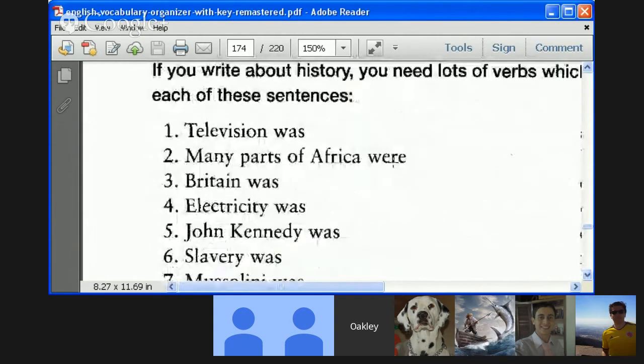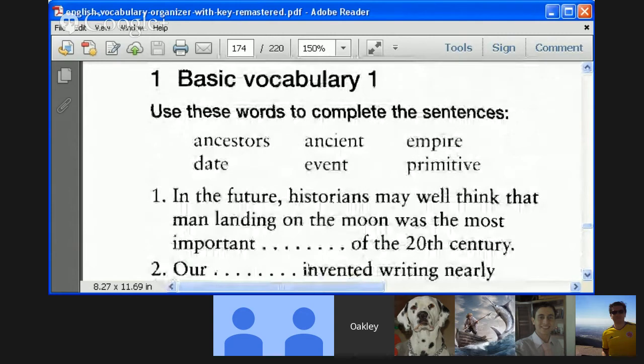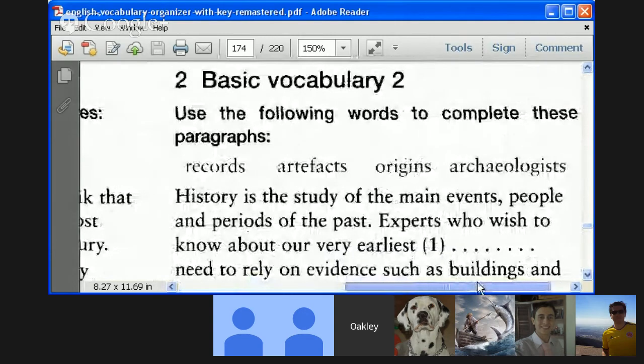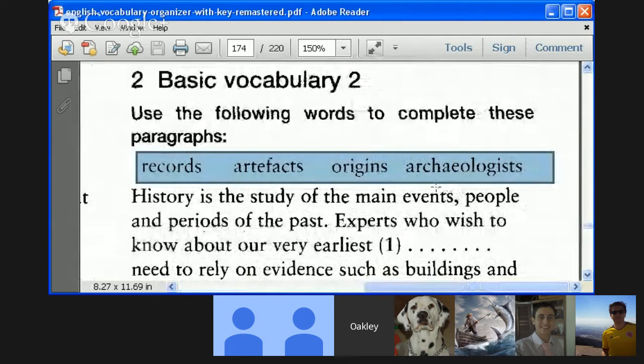Let's see here. Okay, I'm going to switch over to basic vocabulary 2. Some more basic words. We're going to read a paragraph filling in the blanks with these words.